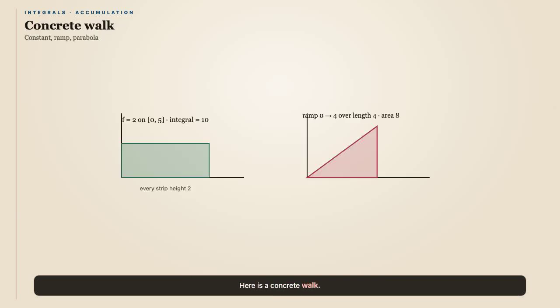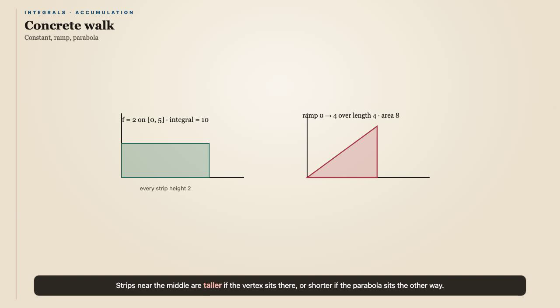Here is a concrete walk. Suppose the function is a constant 2 between 0 and 5. Every strip has height 2. The sum is 2 times 5, which is 10. The integral is 10. Suppose the function is a line that rises from 0 to 4 across an interval of length 4. That is a triangle of area 1/2 times 4 times 4, which is 8. The integral is 8. Suppose the function is a parabola that opens upward.